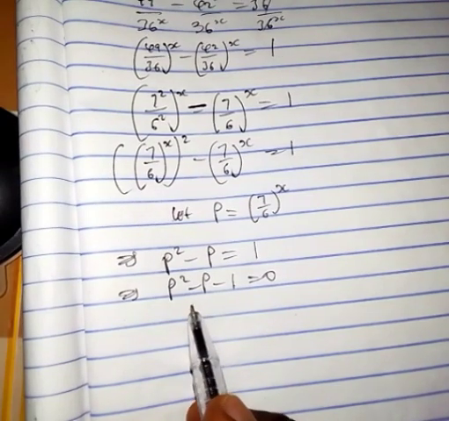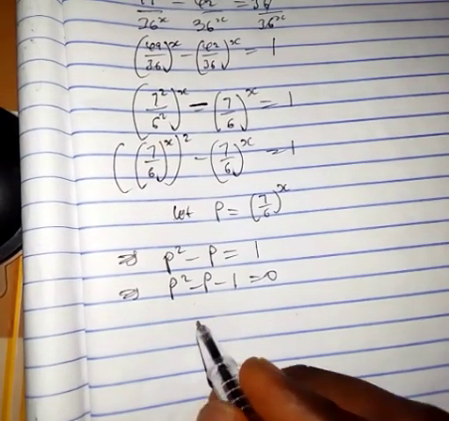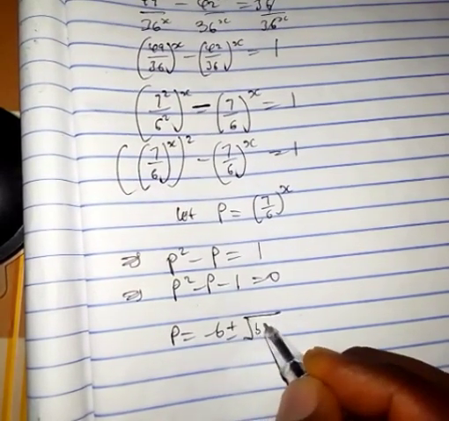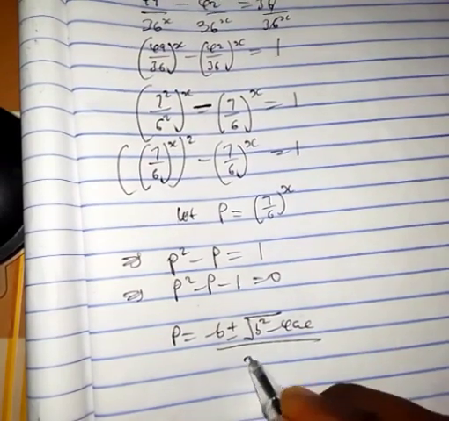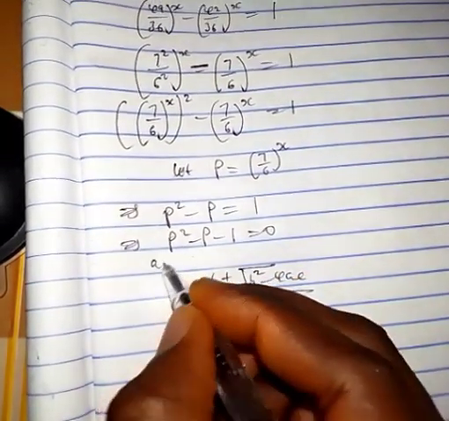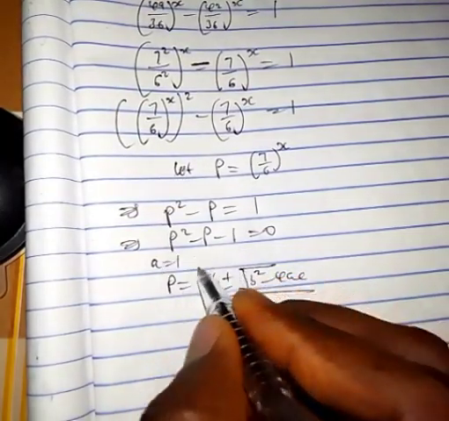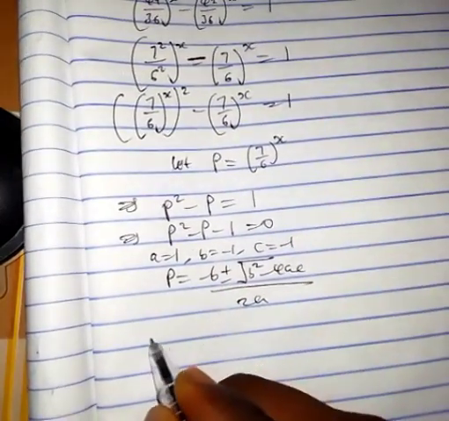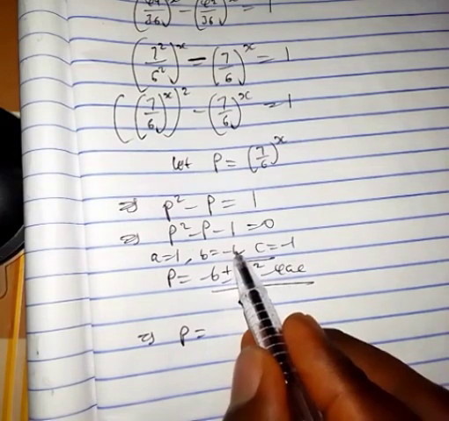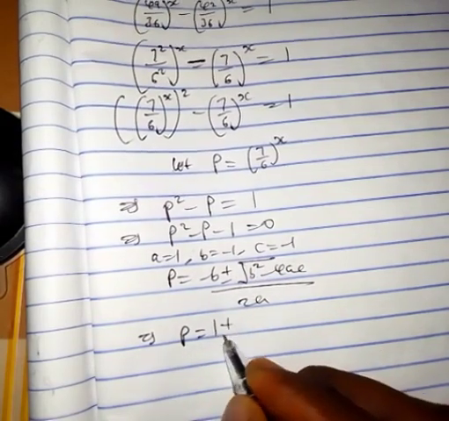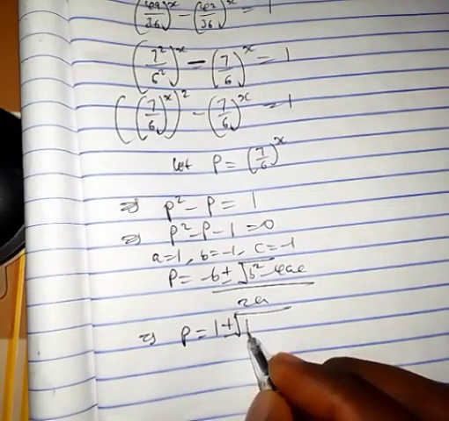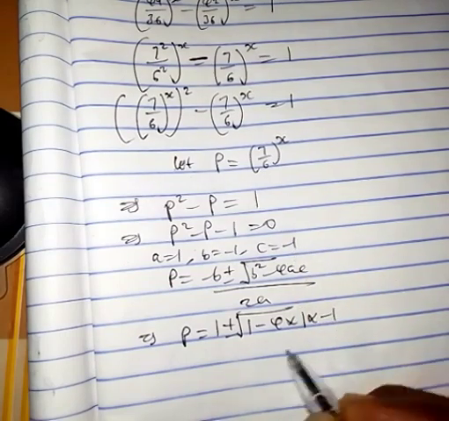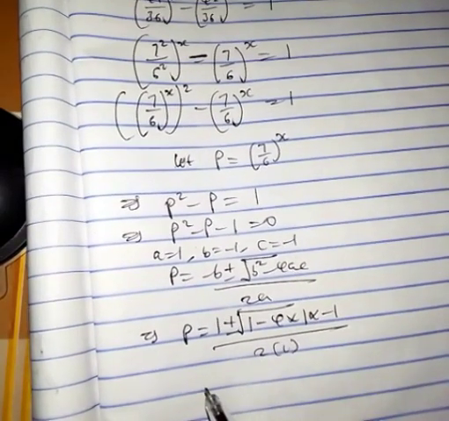This is not easily factorizable, so we can apply the quadratic formula. We are going to use p equals minus b plus or minus the square root of b squared minus 4ac, over 2a. In this case, we let a equal 1, which is the coefficient of p squared, b equal negative 1, and c equal minus 1. So this implies p equals, b is minus 1, so we have 1 plus or minus the square root of minus 1 squared, that is 1, minus 4 times a, which is 1, times c, which is minus 1, everything over 2 times 1.